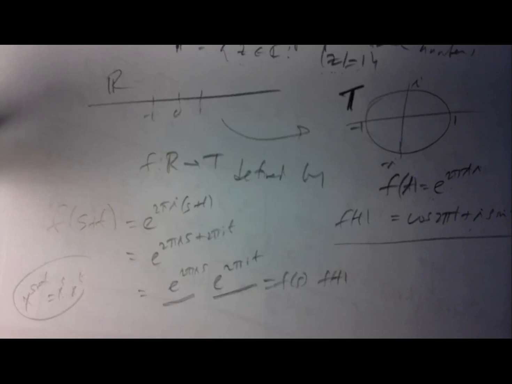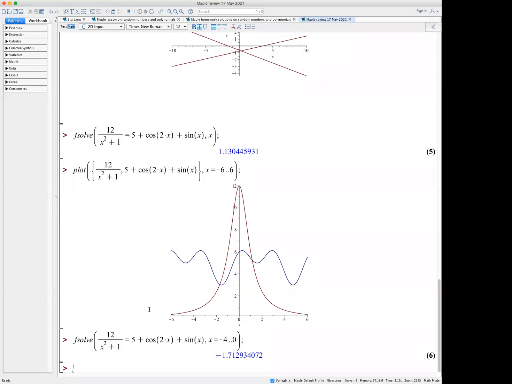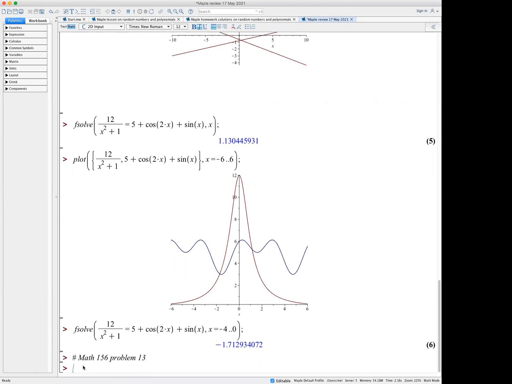So let me get back to Maple. Where is it? Okay, so this is Math 156, problem 13.